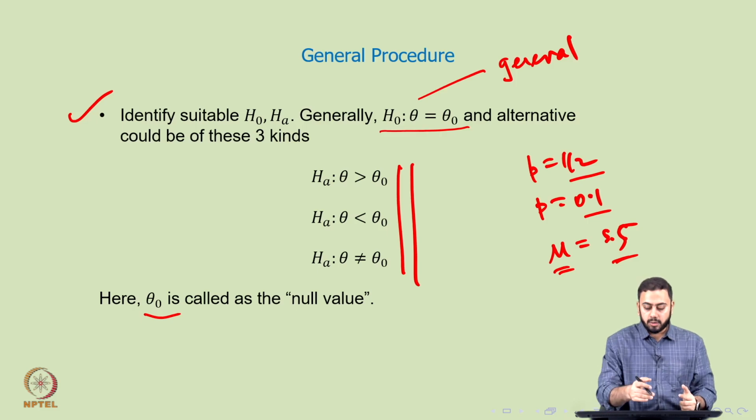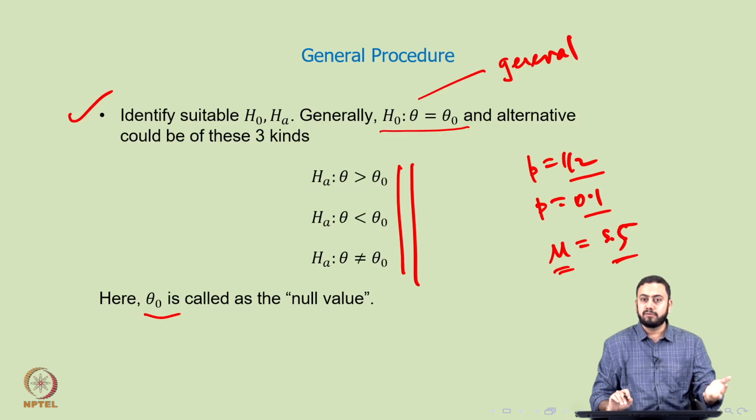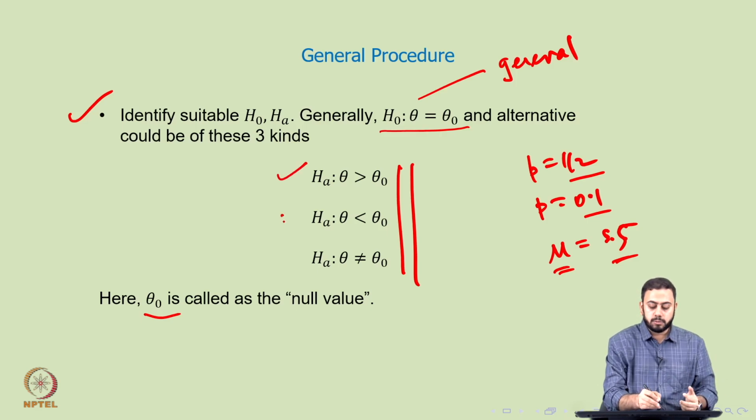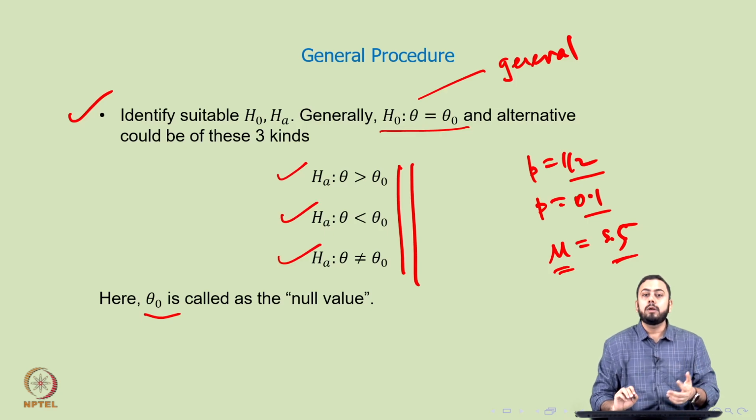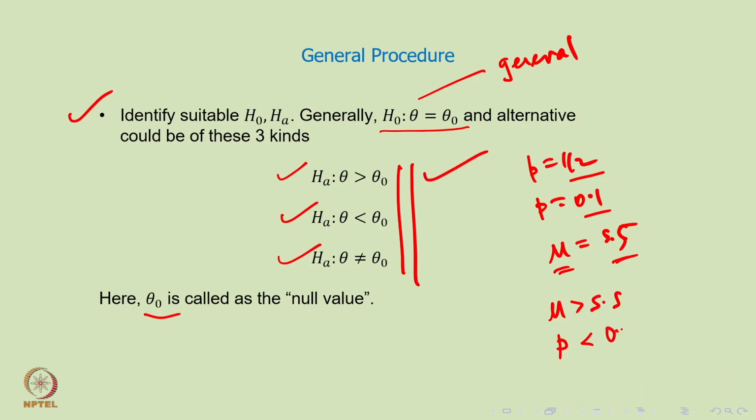Once you fix this theta naught, depending on what your assumption is or what you want to test for, I can keep my alternative to be one of these three kinds. Now this point is important: the alternative cannot take all three kinds, it has to be one particular kind, either the first, the second, or the third, depending on what you want to test for. To give you a quick example, in the heights example, you assumed that mu, the average height, exceeded 5.5. So this belongs to the first category. And if you remember the defective rate example, if you want to test whether the defective rate is less than 10%, that falls in the second category, and so on.